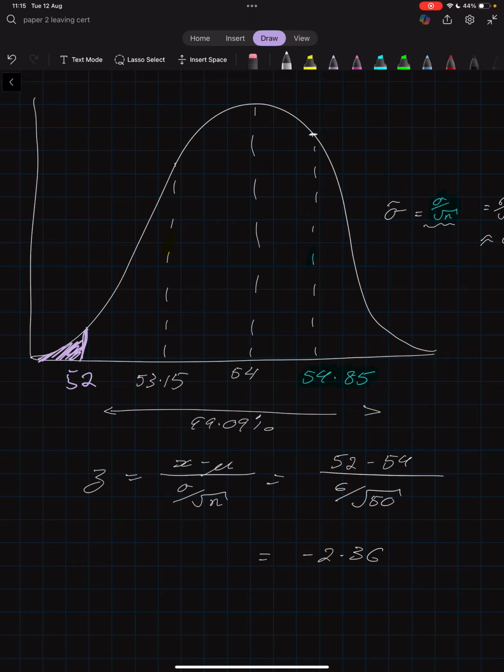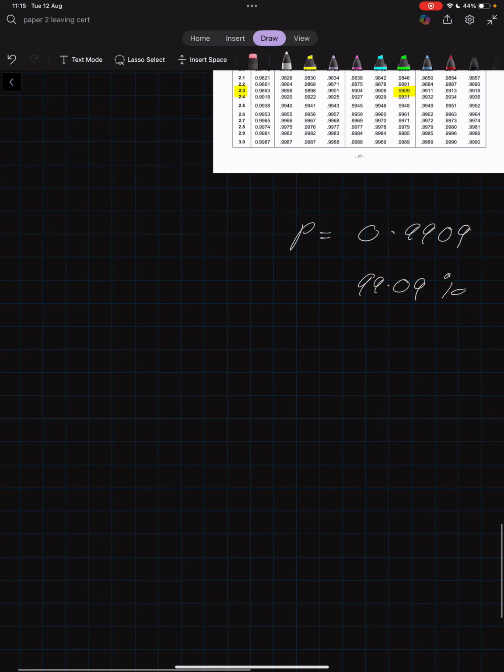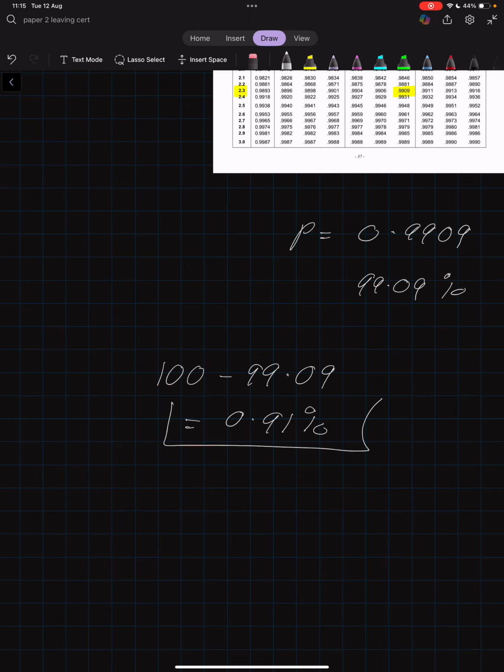Okay? So this chance here is just going to be 1 minus that. So it's 100 minus 99.09. So it's going to be 0.91%. So there's a 0.91% chance that you would get that. Okay? And then finally it says, if the magazine's sample had a mean life 52 months and you were the journalist of the magazine reporting for the company's claim, what would you conclude regarding the claim? You would say that it's very unlikely.